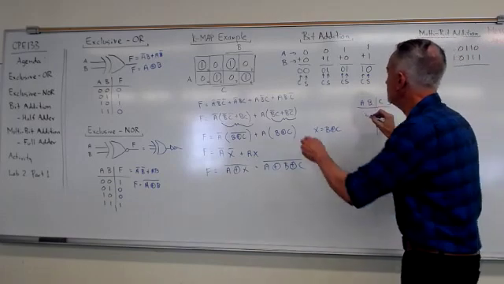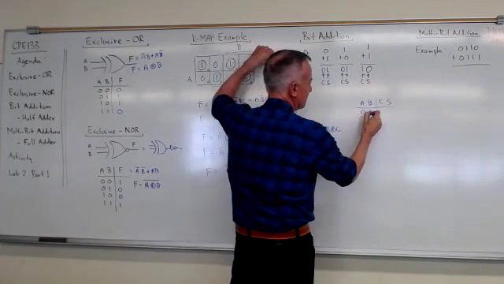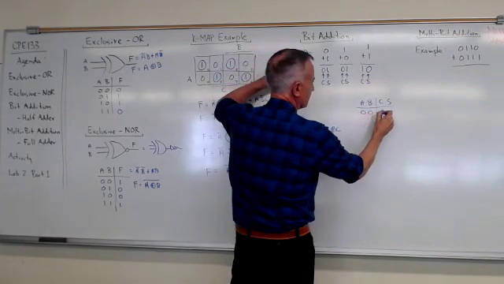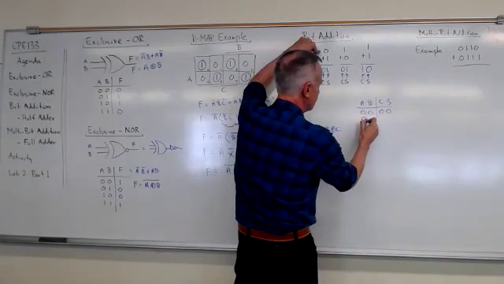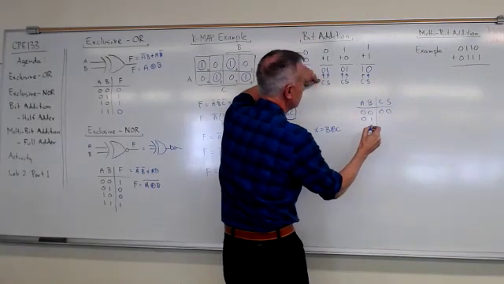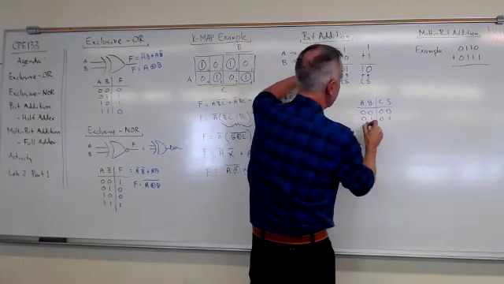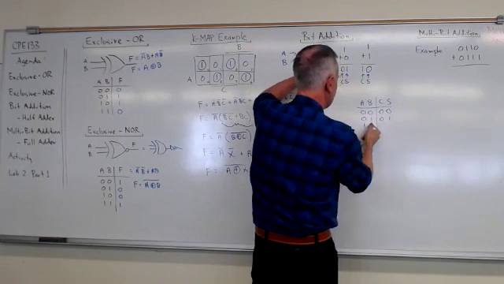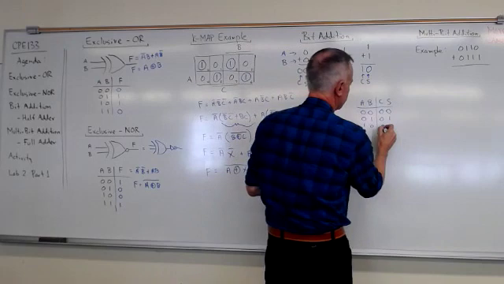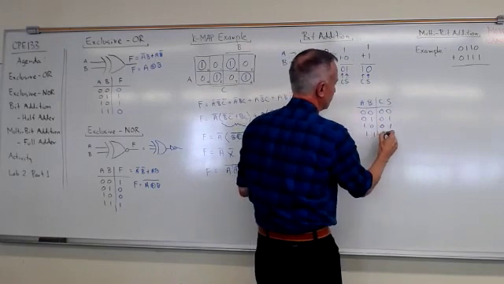Okay, so now we fill in for this rule here, when A and B are both 0, C and S are both 0. This rule here, when A is 0 and B is 1, C is 0 and S is 1. Here, when we have 1, 0 at the input, the output's going to be 0, 1. And then when both bits are 1, the output's going to be 1, 0.